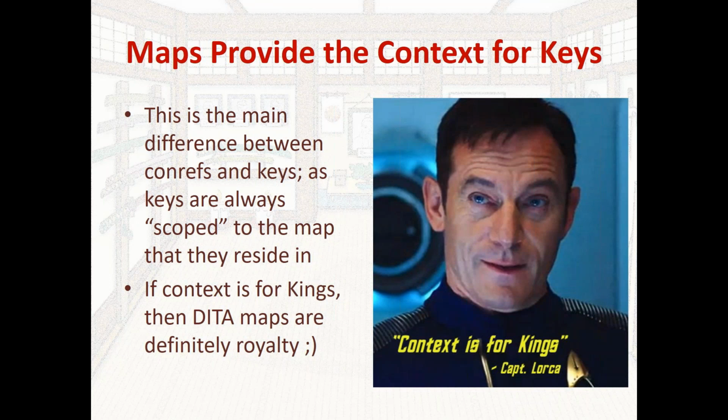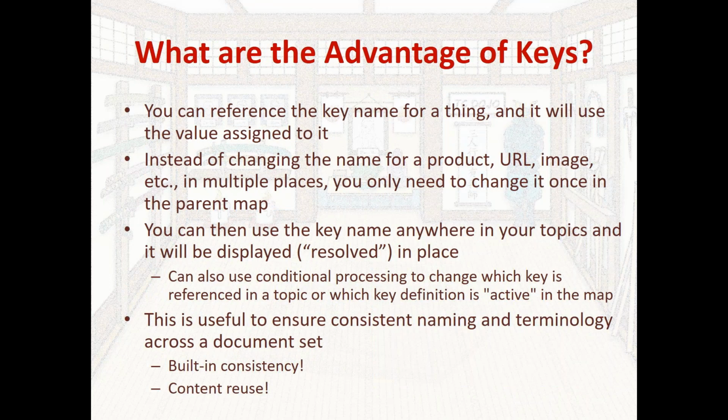So there. So what are some of the advantages of keys? You can reference the key name for a thing, and it will use the value that's assigned to it. I mean, that's really the raison d'etre of keys. Now, the cool thing is that instead of changing the name for a product, URL, image, or whatever in multiple places, you only need to change it that once in the parent map that it's being referenced from. So you can always use the key name anywhere in your topics, and it will always be displayed or resolved in place. You can also use conditional processing to change the key that is referenced in a topic or which key definition is active in the map. And near the end, I actually will show you an example of that.